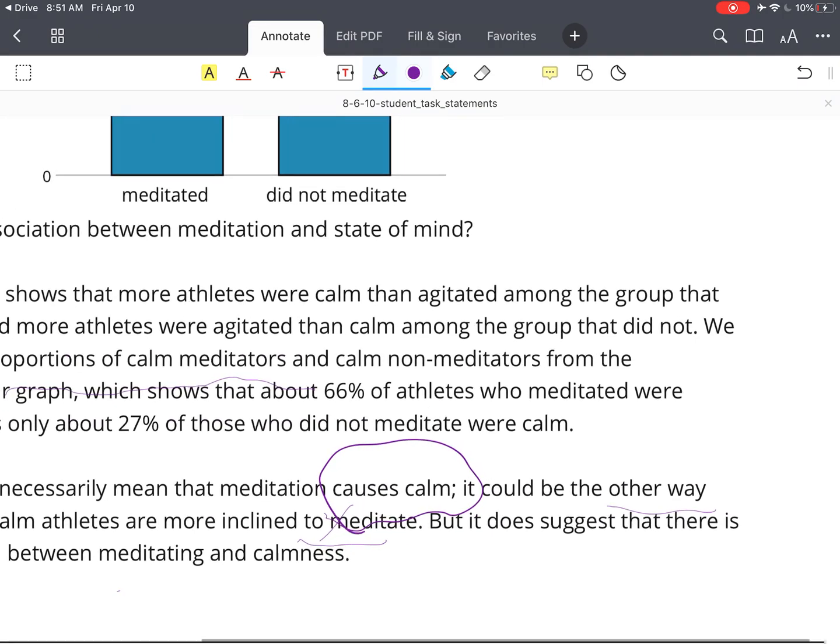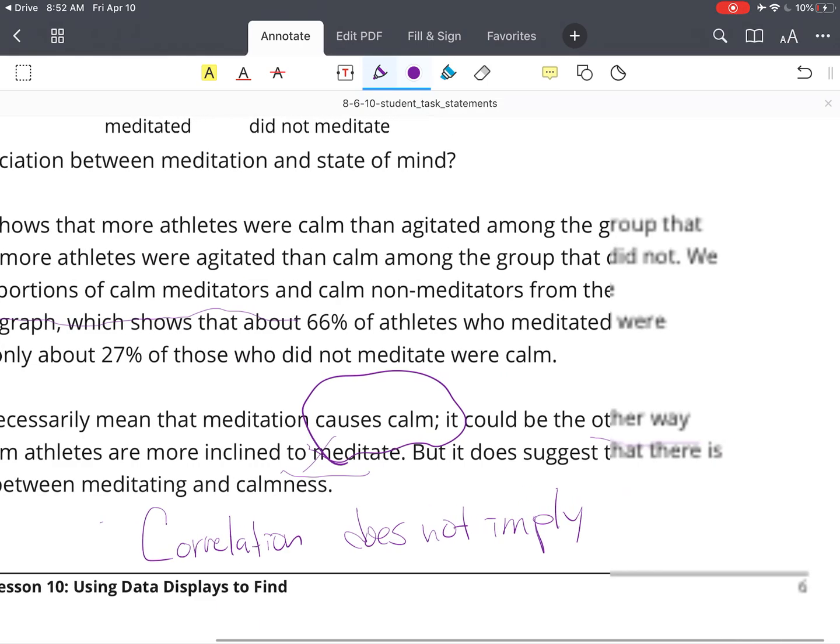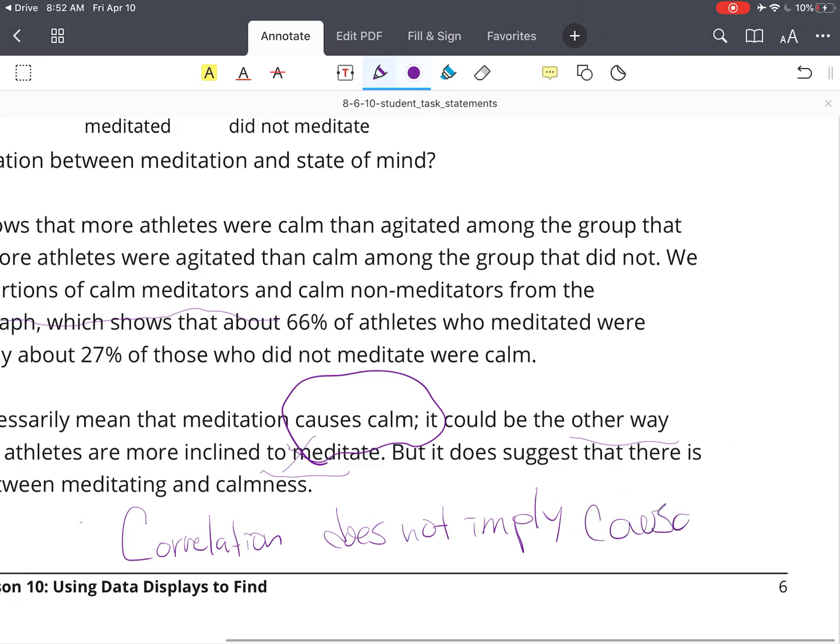In statistics, and you'll hear this if you take statistics in high school, right, if we ever go back to school, you're going to hear this: correlation does not imply causation. And what this means is just because you notice a pattern between two things does not mean that's the reason why they're related.